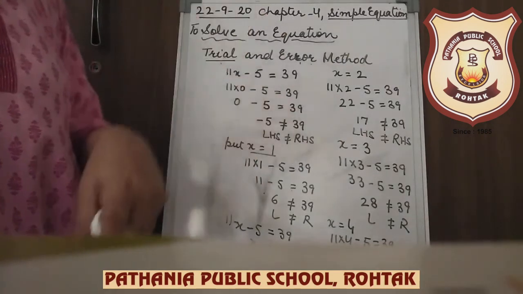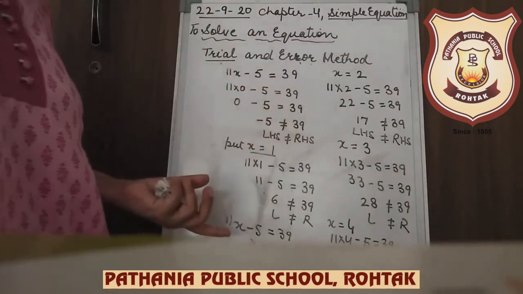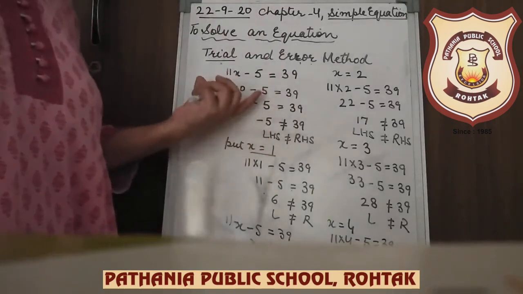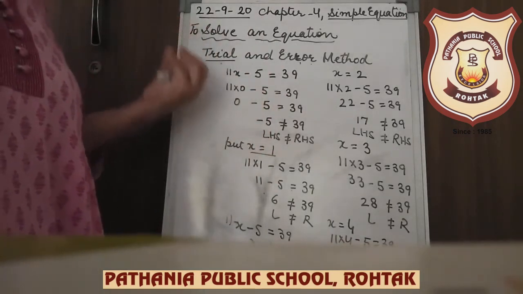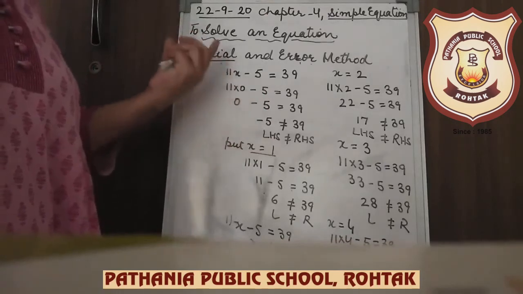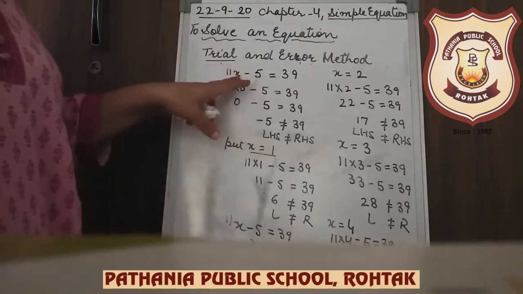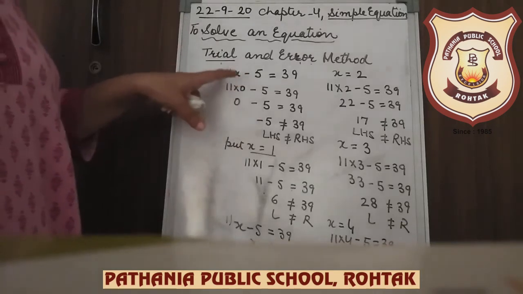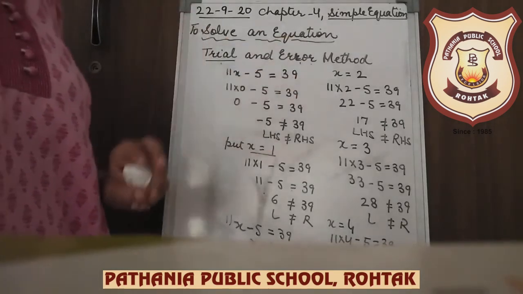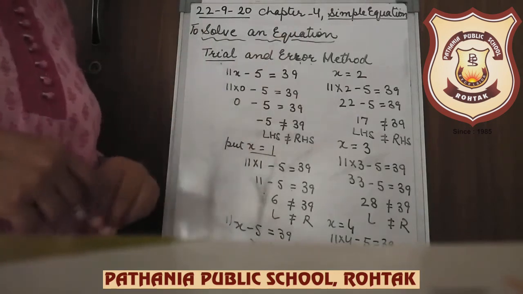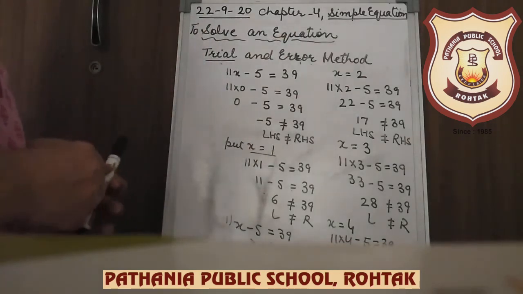Because if you go by 5, then also the value will not satisfy the equation. So the value which satisfies the equation will be the answer for the variable. Whenever you put 4 here, my left hand side is going to be equal to the right hand side. So this is the first method, which is called the trial and error method.